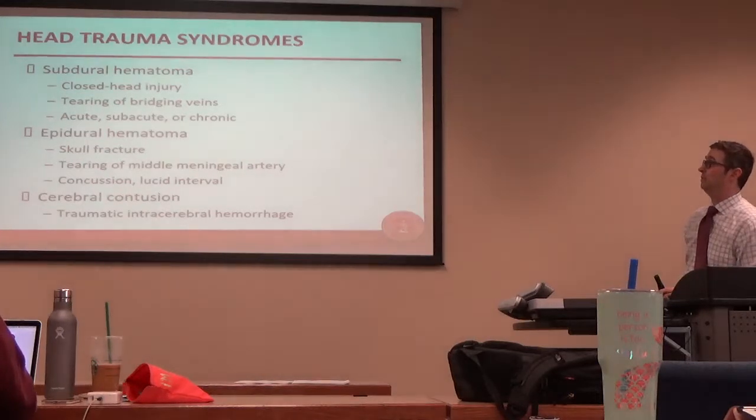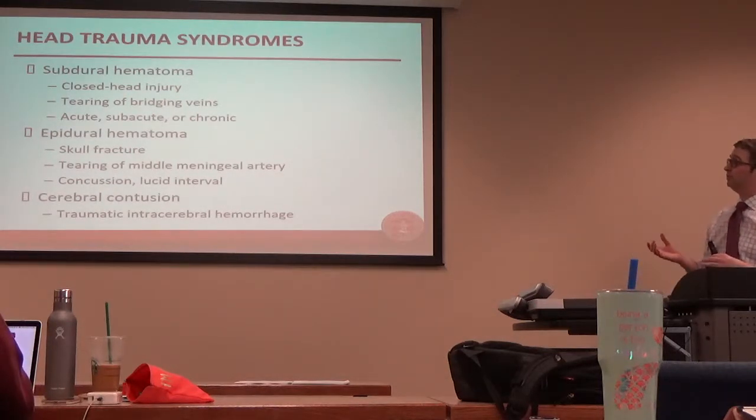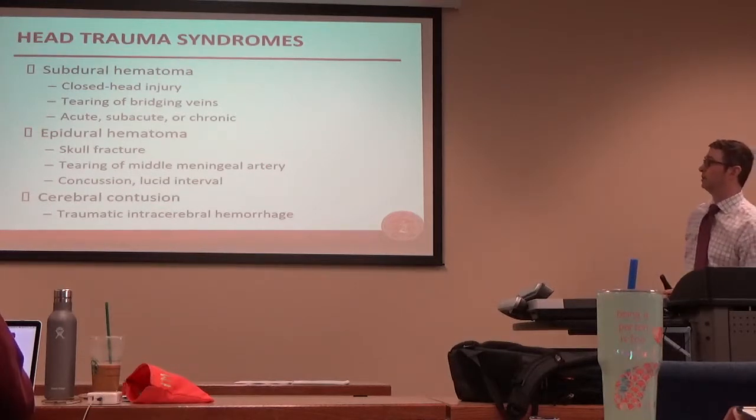Folks who are prone to subdural hematoma are older folks that have brain atrophy. So as the brain shrinks, there's tugging of those bridging veins, and those bridging veins can rupture and bleed. Also alcoholics who have brain atrophy are prone to this too. Alcoholics get drunk and fall a lot, so we see a lot of subdurals in our alcohol abuse population.